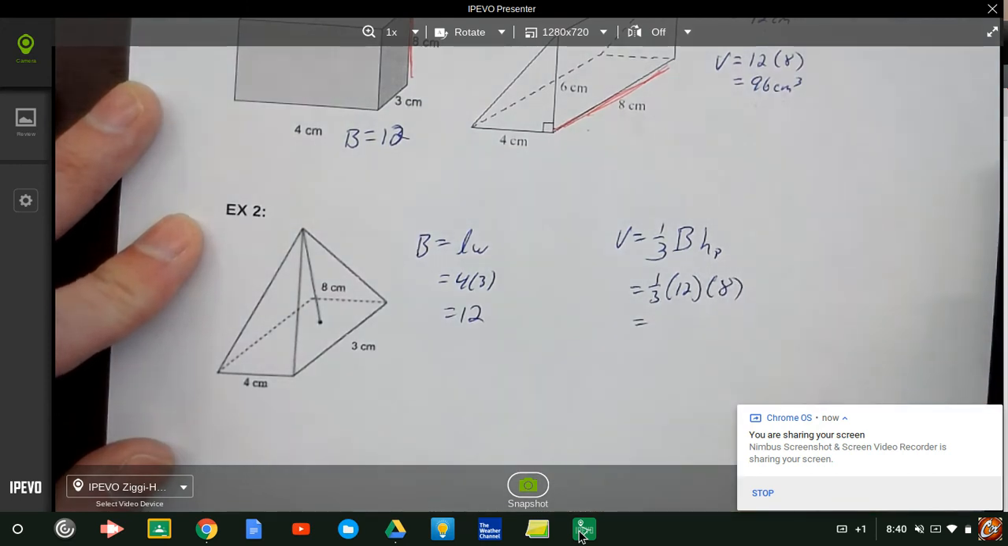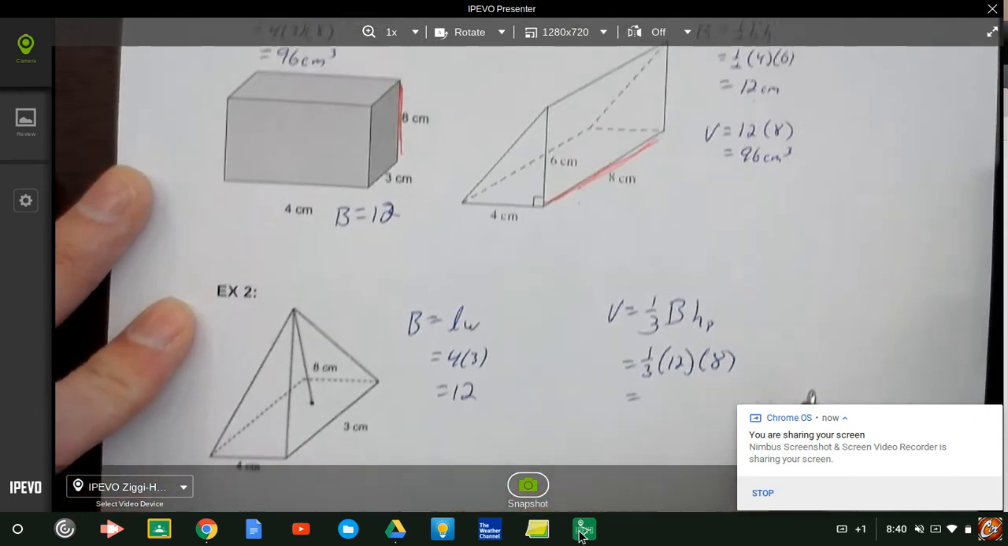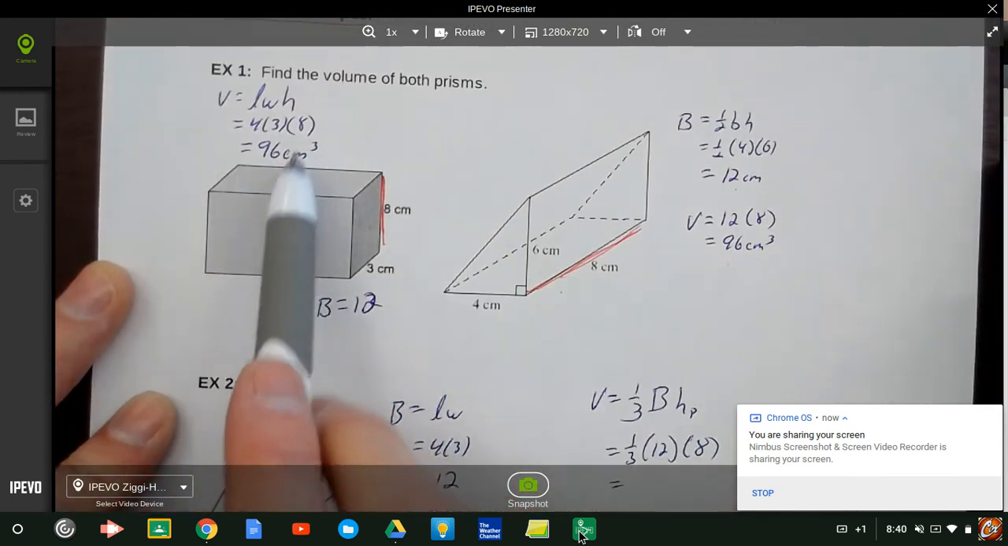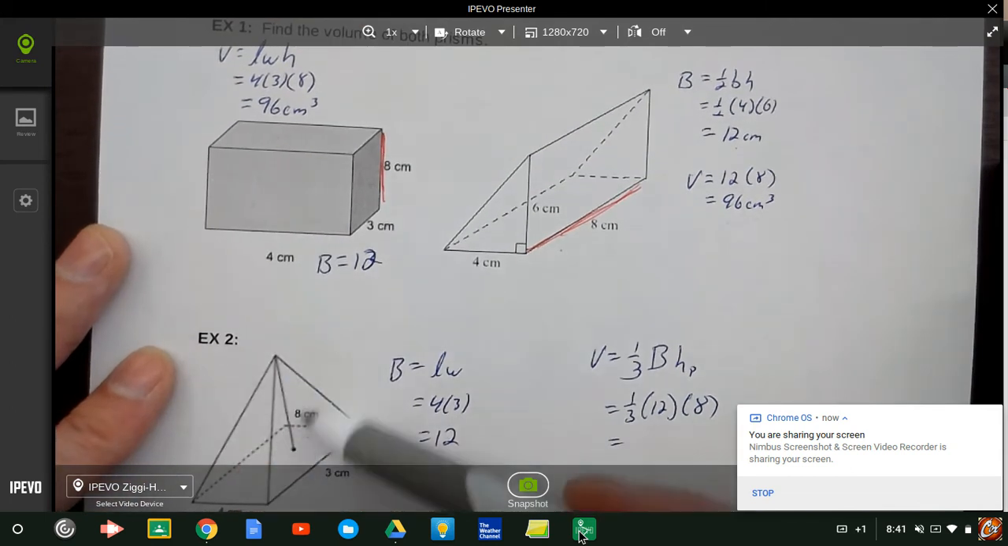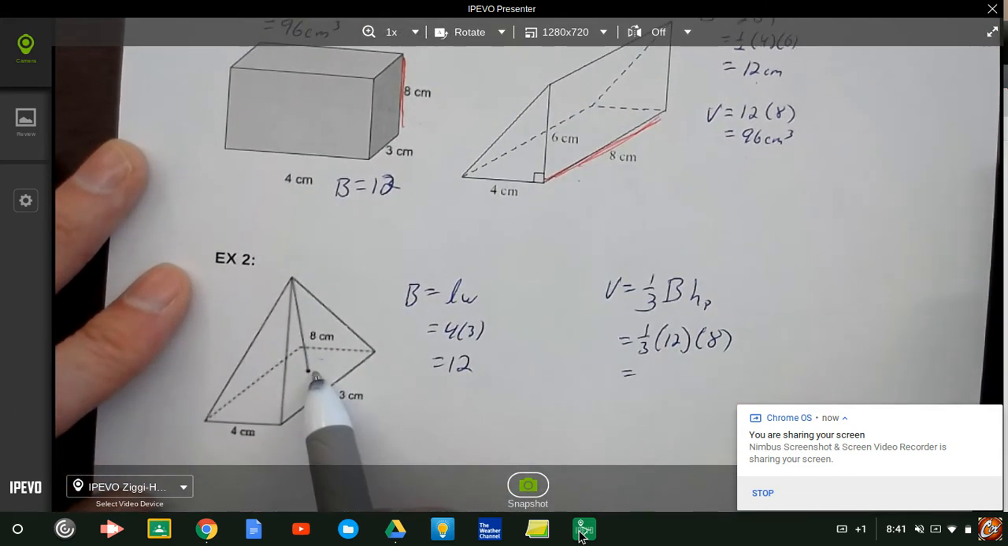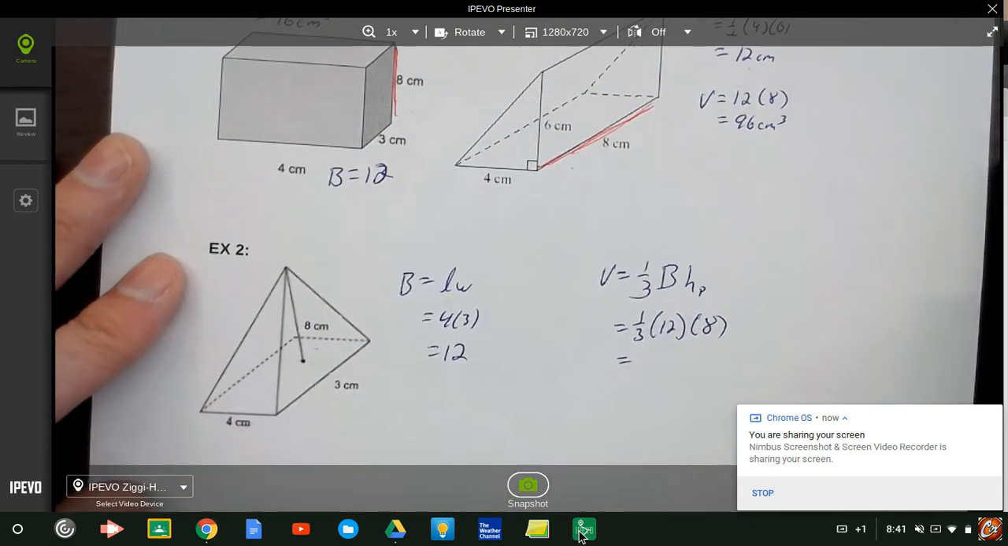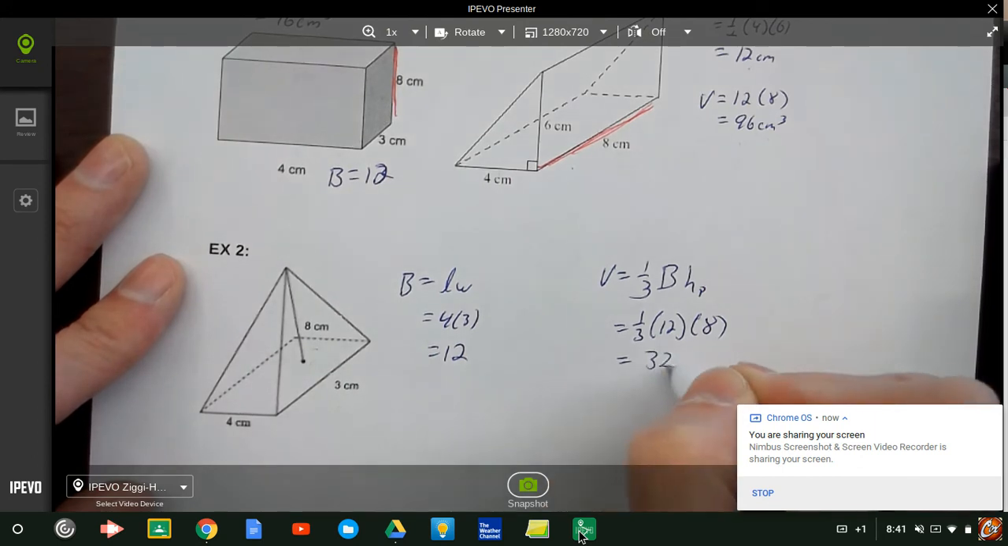Hey, take notice of what we've got here. 4 times 3 times 8. That was just what we had up here. These 2 figures have the same base areas and the same heights. So this figure is going to be 1/3 of that figure. So it's going to be 12 times 8 divided by 3 gives me 32.